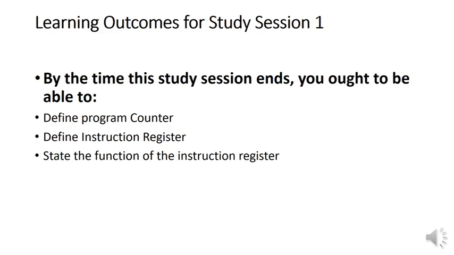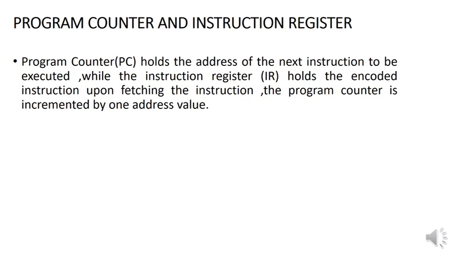So how will I be taking you through this concept? Program counter and instruction register. When we say program counter and instruction register, maybe you understand what they mean by that, but let me quickly give you the brief definition of it. Program counter, known as PC, holds the address of the next instruction to be executed. The program counter is the one that holds the address of the next instruction.